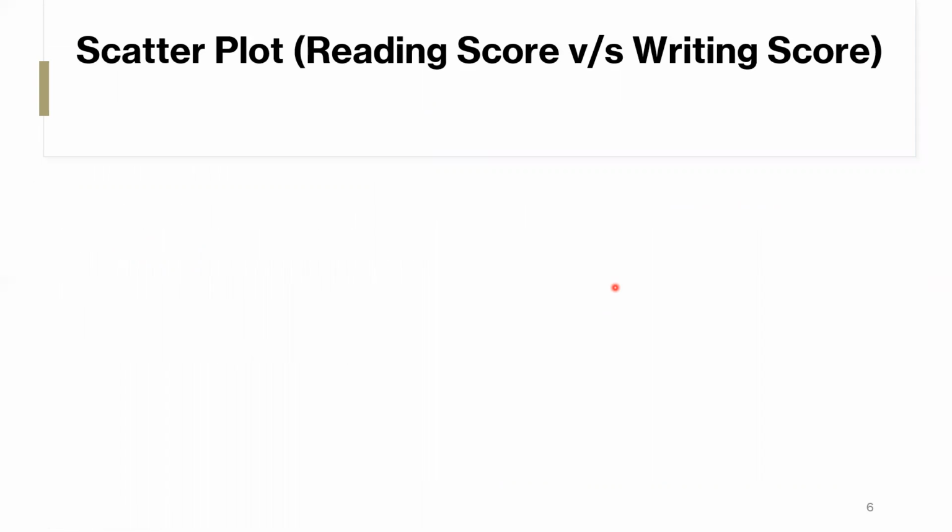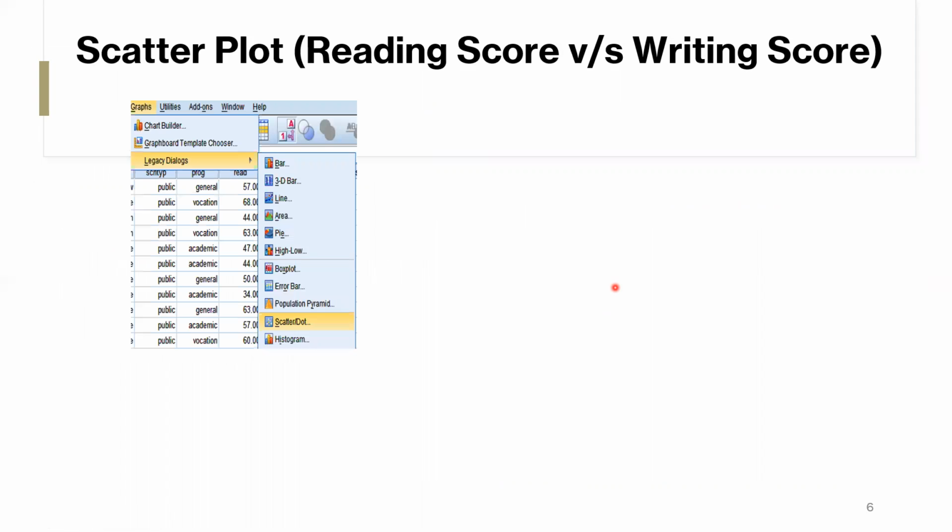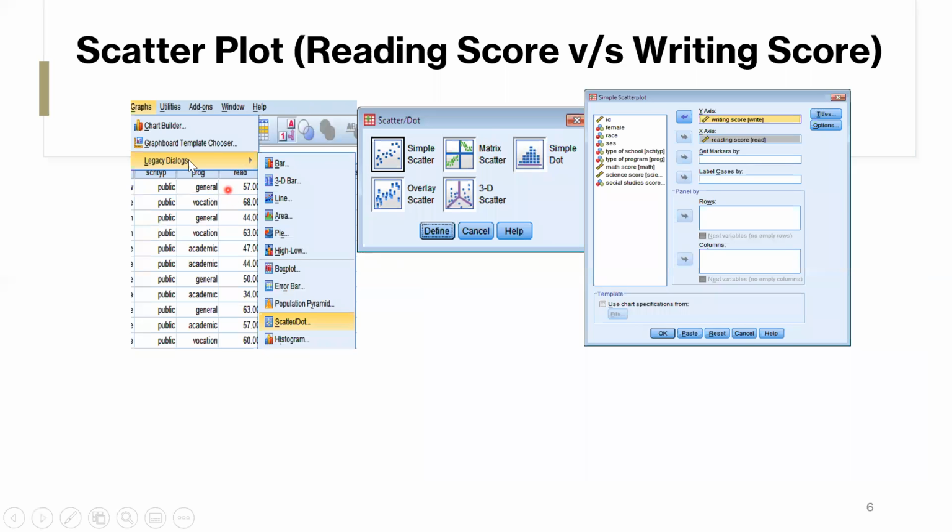Following the steps, we go to step number 1, constructing the scatter plot between reading and writing score. We are using SPSS. In SPSS, we have the Graphs option. In the Graphs menu, we choose Legacy Dialogs and then Scatter/Dot. We click on Simple Scatter, define, and in the y-axis we put the writing score. In the x-axis, we put the reading score.